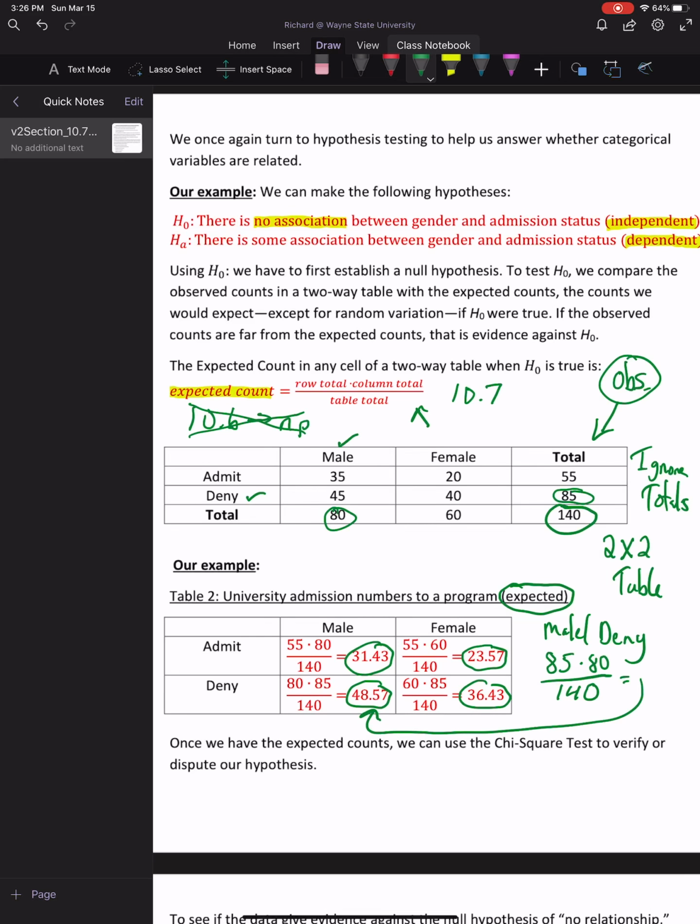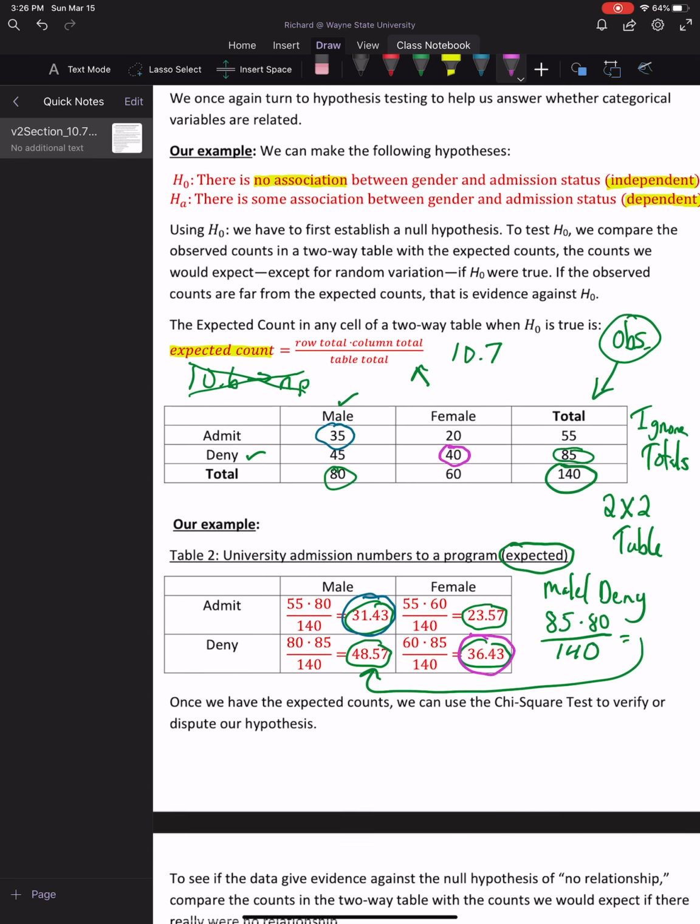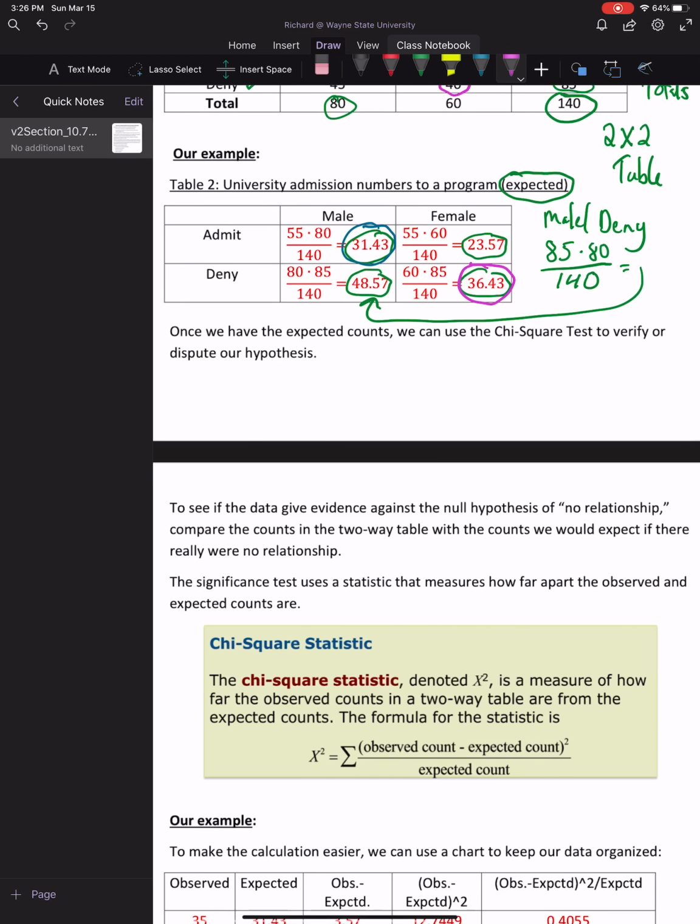And it's very important that they match, right? So this number 35 here, its expected count is 31.43, etc. Okay, so the observed count of 40, its expected here is 36.43. Okay, now what we have to do is actually do the computation for this statistic.